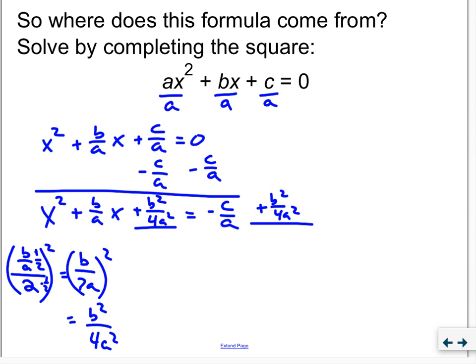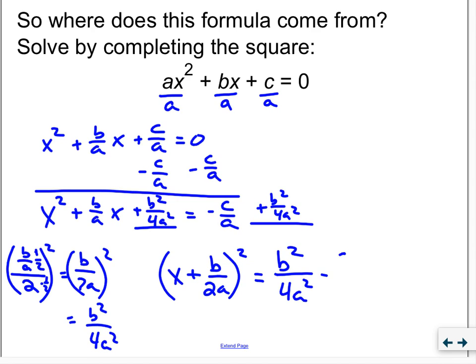So let's play on the left side a little bit. I know that the left side can be written like that. And what you might remember is that it's the square root of that number in the blank. So I'm going to write x plus, and the square root of that is b over 2a. And now if I just switch my terms around a little bit here, I get b squared over 4a squared minus c over a.